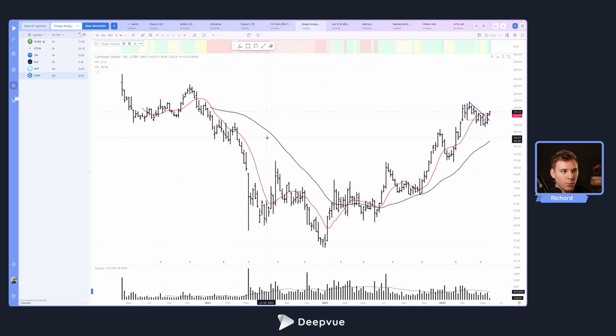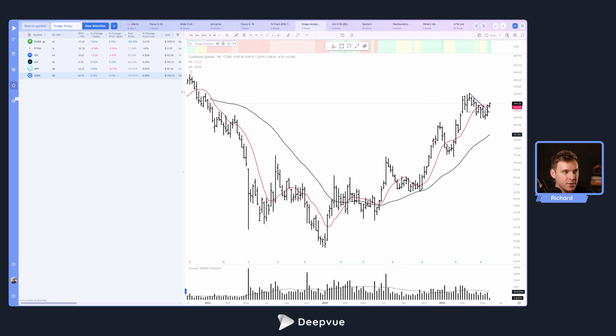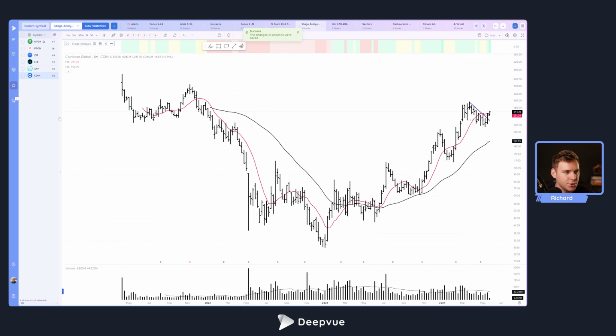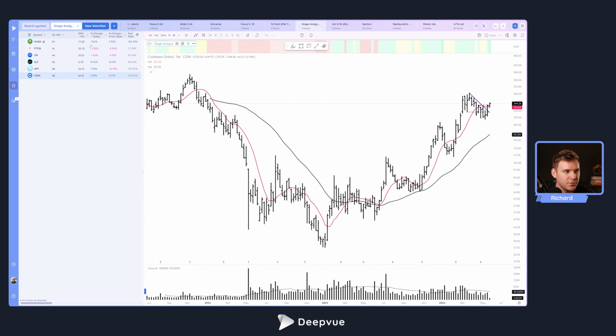So that's pretty much it for this video. Again, you can also screen by stage analysis. We'll have another video dedicated to that. You can also add stage analysis and it'll show the stage here in your data columns. You can also go ahead and add it to your columns if you would like to. But this tutorial right now is just focused on the Deepvue indicator, and we'll have another resource there for you guys showing how to do that.